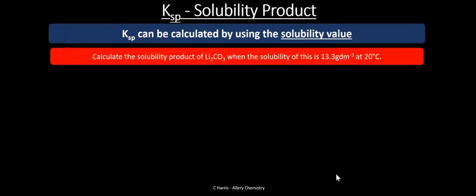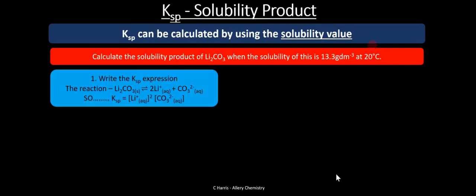So Ksp can also be calculated using the solubility of value. So we can give you the solubility of value and ask you to calculate Ksp. So let's look at that. Calculate the solubility product of lithium carbonate here when its solubility is 13.3 grams per cubic decimeter at 20 degrees Celsius.